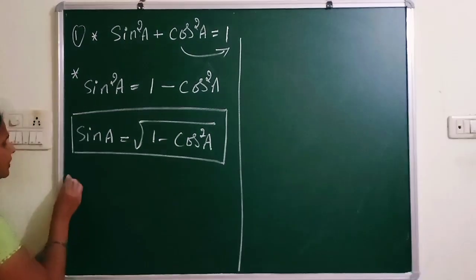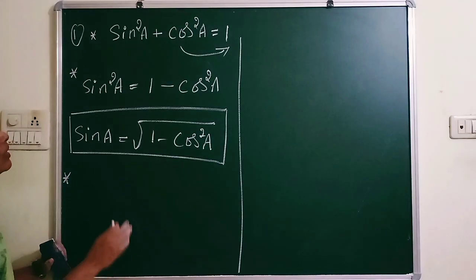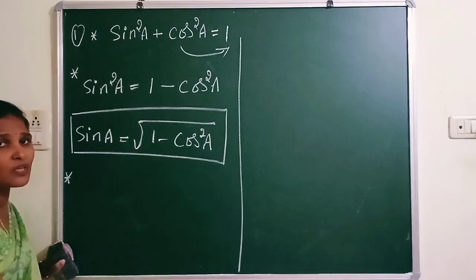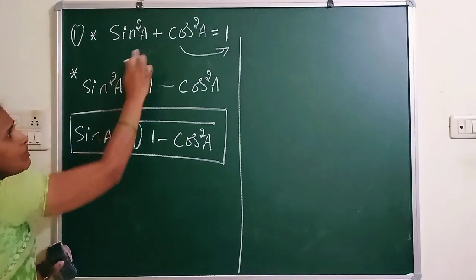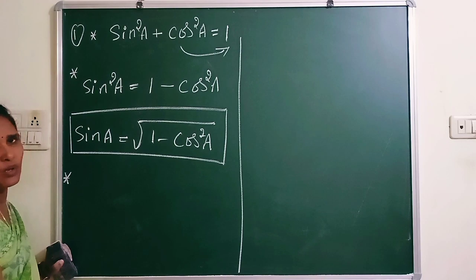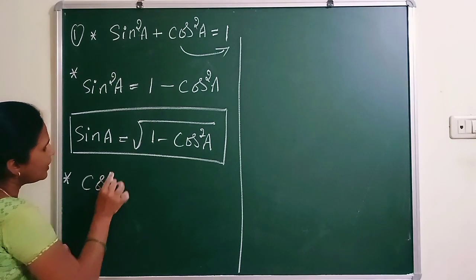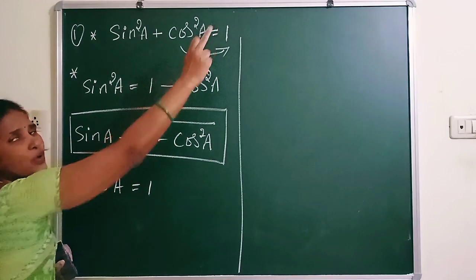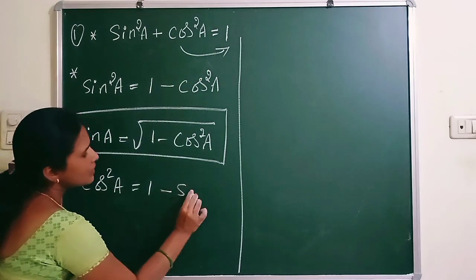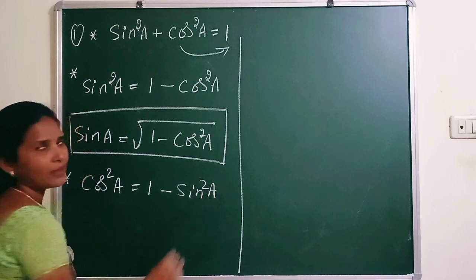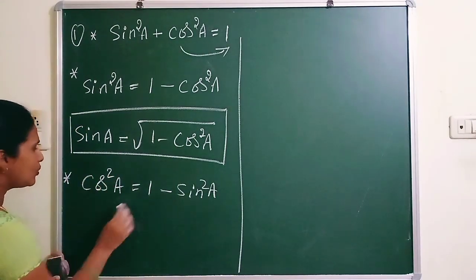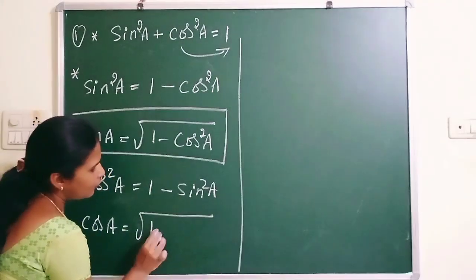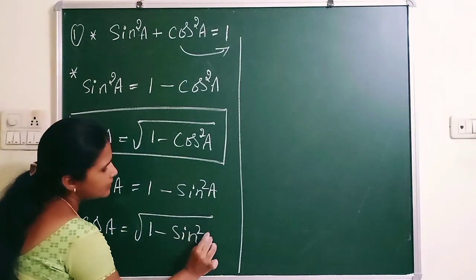The next reduced identity. Again, just now we proved sin in terms of cos. Now let us make cos in terms of sin. So what happens? The same identity, you make cos alone on the left side. So cos square A equals 1 as it is, and send sin square to the right side. It becomes minus sin square A. So now again remove the root. It becomes cos A equals root of 1 minus sin square A.